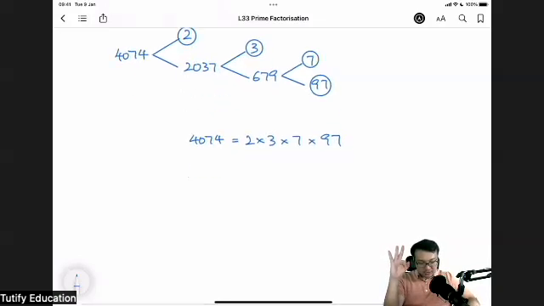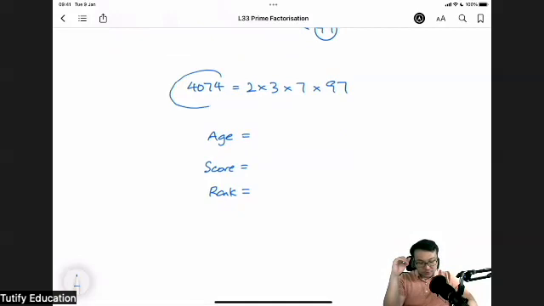Now, you have 3 things that you have multiplied, right? You multiply the age, you multiply the exam score, and also your ranking. These 3 things multiplied together give you 4074. So again, what must we do? We must try to combine the numbers. Maybe you can combine this and say that my age is 6 years old. My score is 7. My rank is 97.